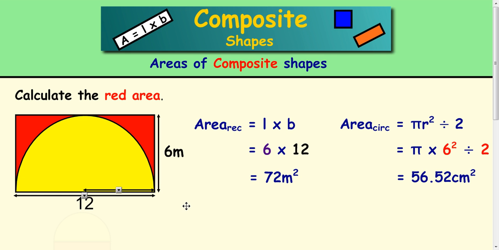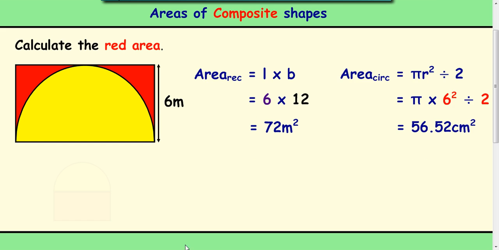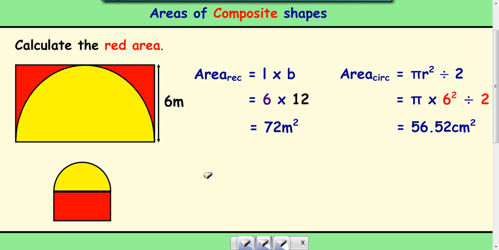Now, what to do with the two answers that you're left with? You can either add them together or take them away. Now, if you add the two areas together, then what you're going to end up with is a rectangle with a semicircle on top of it. We don't really want that, we just want this wee red bit here. So what you in fact do is you subtract the circle or the semicircle from the rectangle.